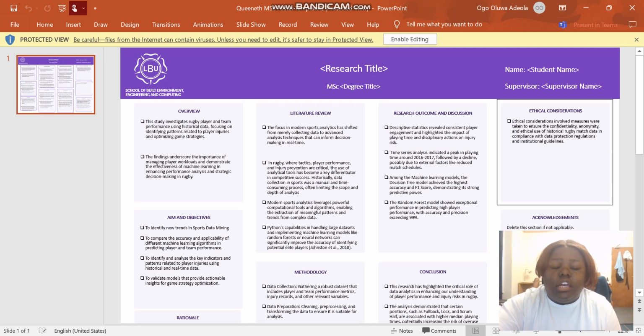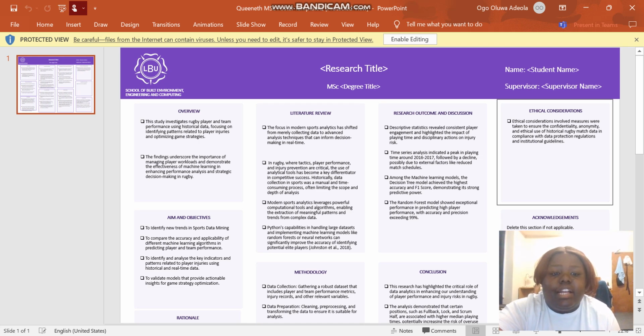This project has three major objectives. The first one is to compare the accuracy and the applicability of different machine learning algorithms in predicting player and team performance. The second is to identify and analyze the key indicators and patterns related to player injuries using historical and real-time data. While the third one is to validate the models that provide actionable insights for game strategy.